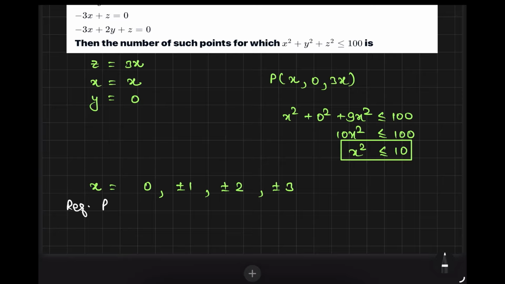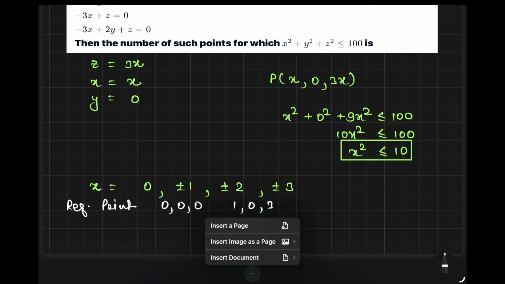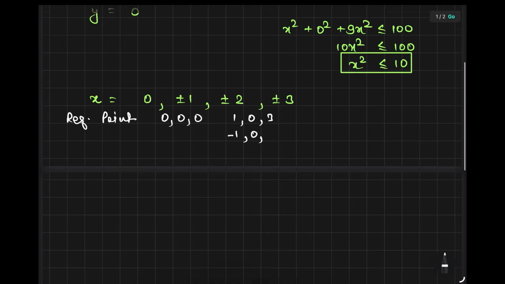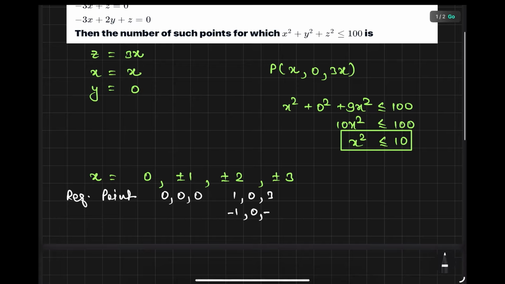Required points. So it is (0, 0, 0). This is your first point. Then you got (1, 0, 3). Correct. I'm taking positive points, then I will take negative also. So it is (-1, 0, -3).